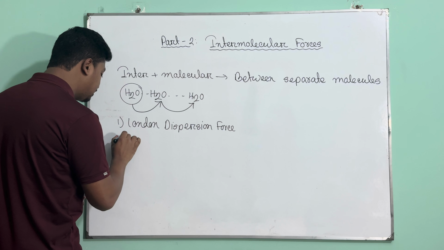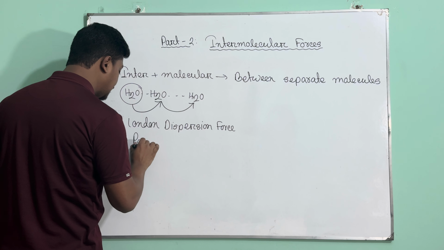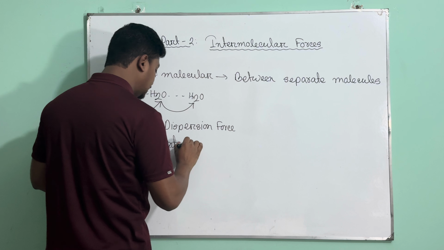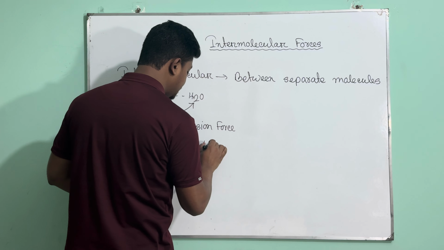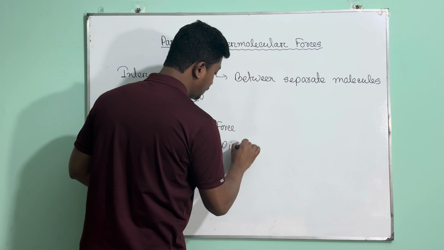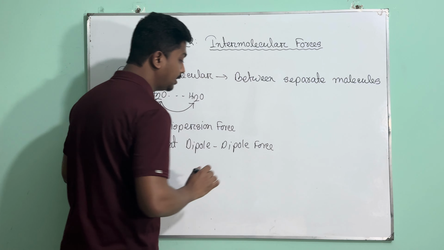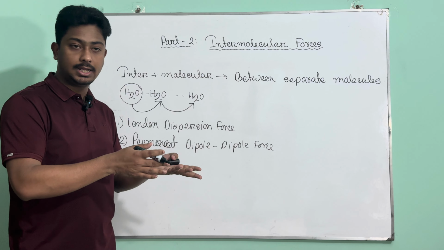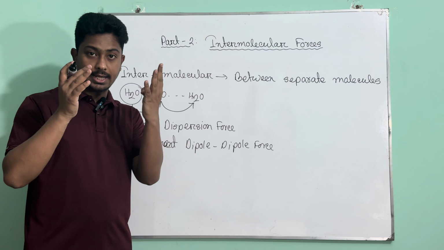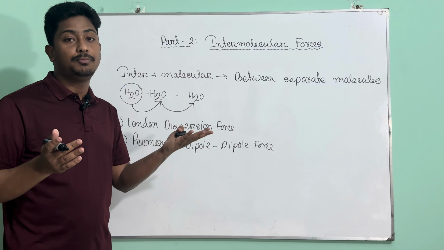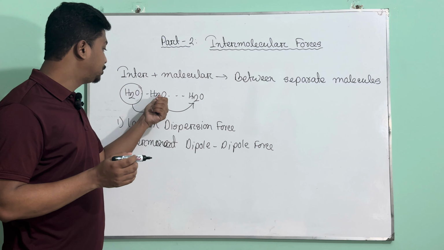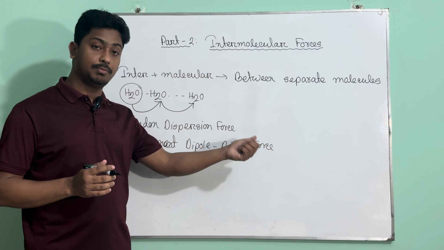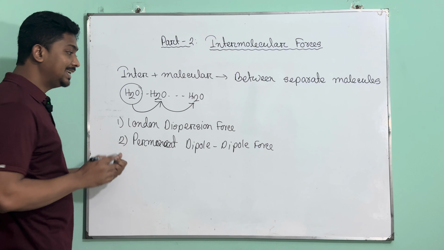Now, the second one is permanent dipole forces. When one of the atoms is very electronegative compared to the other one, then this force actually happens there. For example, let's say you have H2O, again. Oxygen is very electronegative compared to hydrogen, then we will have permanent dipole forces in there. We will also discuss this later.